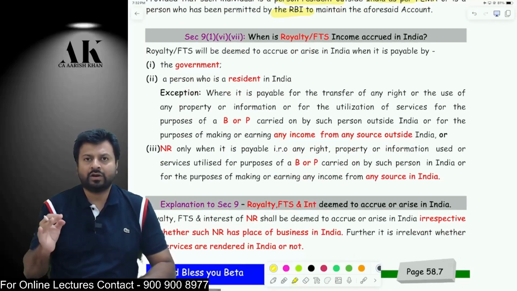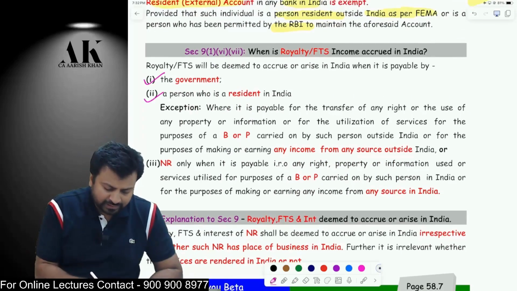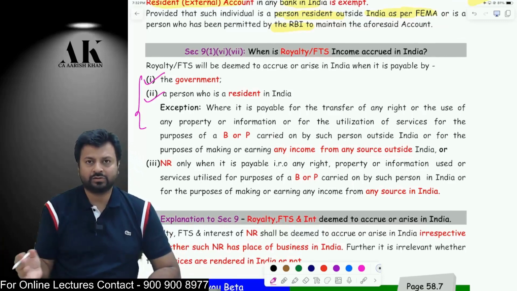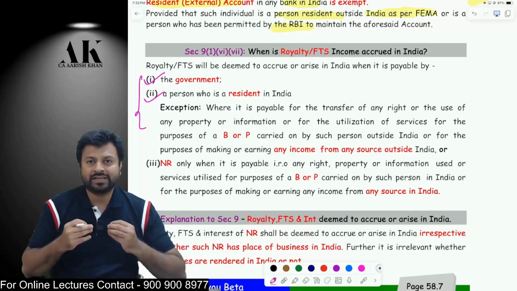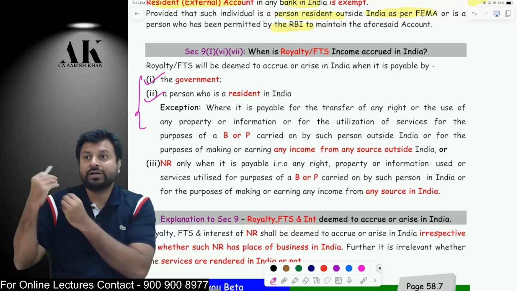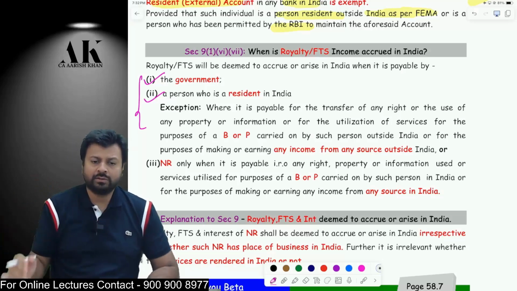Okay. Now let's come to the next point, that is, when royalty and FTS will be chargeable to tax in India, when royalty and FTS will be deemed to accrue or arise in India. For that purpose, the first point and the second point are exactly the same as interest. Okay. So if the royalty is payable by government, it is deemed to accrue or arise in India. If the royalty is payable by a resident, it is deemed to accrue or arise in India. But if the services taken by the resident are used outside India for the purpose of business, profession or other purpose, then it is not deemed to accrue or arise in India.